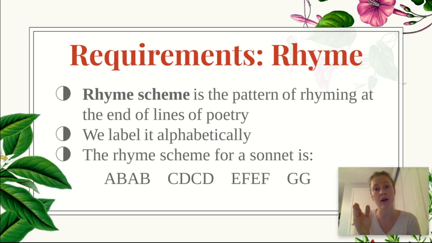And in order to figure out what the rhyme scheme is and to label it, we label it alphabetically. So the rhyme scheme for a sonnet goes A, B, A, B, C, D, C, D, E, F, E, F, G, G. So you see the first quatrain is A, B, A, B. The second quatrain is C, D, C, D. The third quatrain is E, F, E, F. And the couplet is G, G. The couplet rhymes with itself. This will become clearer as we look through some example slides together.